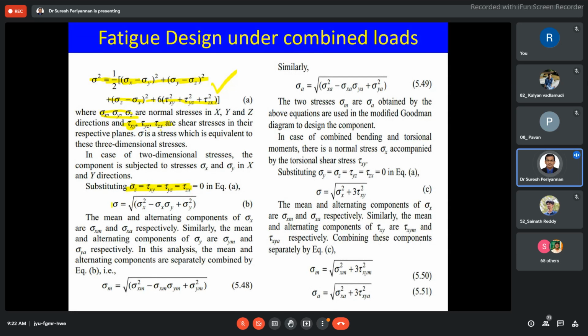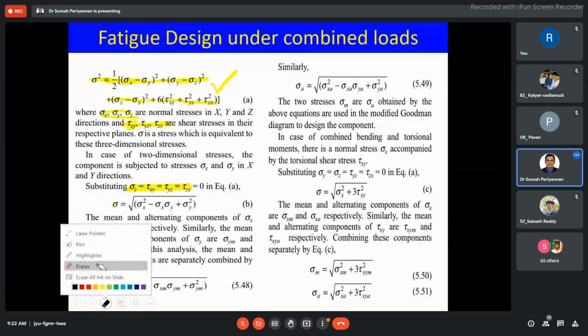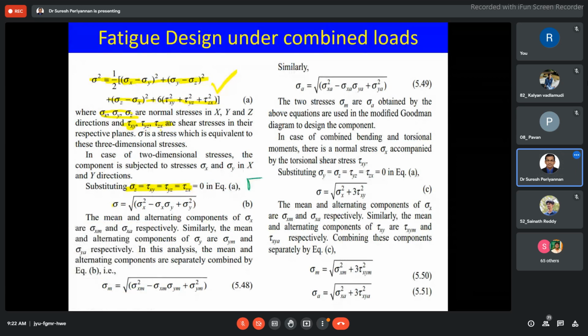First, I am assuming my component is under an axial load condition, a biaxial load condition. I draw this. Here, this case only we are assuming. This case I am only considering: only axial load acting in the biaxial direction. Then these components are 0, and if you substitute in this equation, you are going to get sigma.